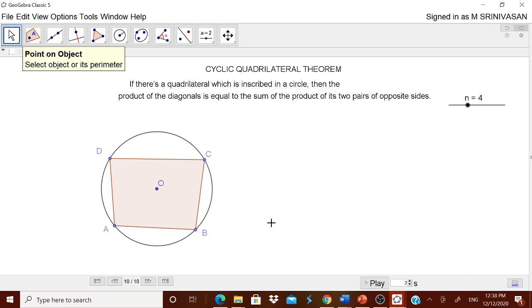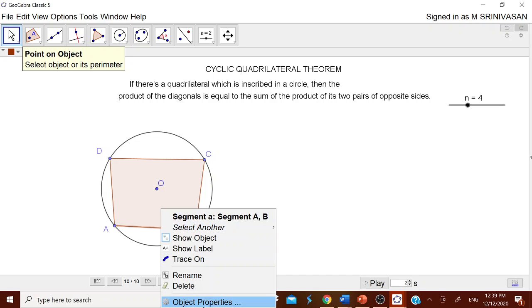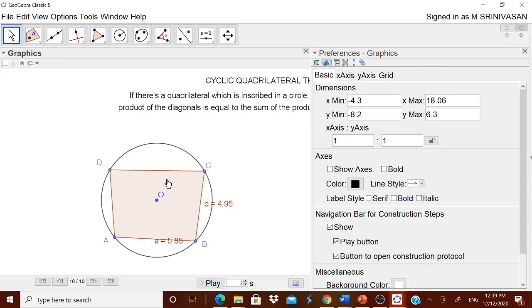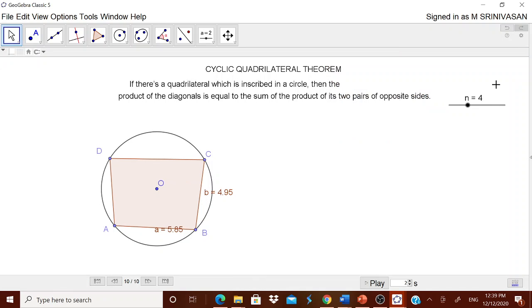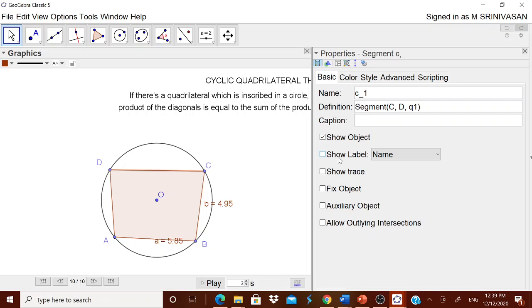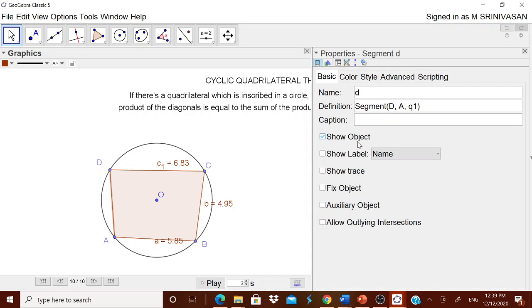Now let us try to show the values of these sides. Be careful, right click, only the segment should be selected, otherwise the whole object will get selected. Go for name and value. Again touch the second one, go for name and value, touch the third one. Check whether the polygon is selected over here. If the polygon is selected, please come out, then close it, then right click the segment directly. Okay, now the segment is selected. Be careful, otherwise the segment may not get selected sometimes. You can select the segment from the graphic view also.